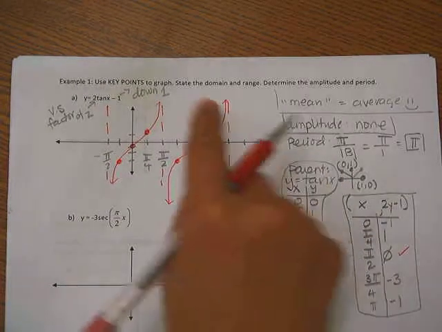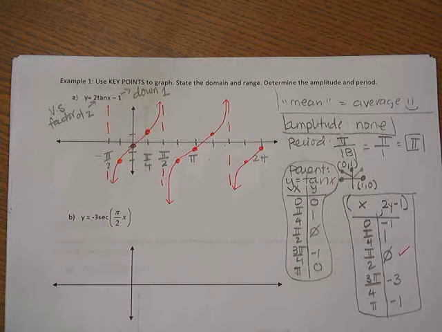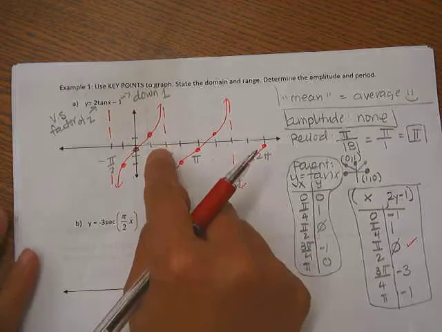Alright, so the next piece it says, hey, state the domain and range. And you do have to understand how to write the exclusions, okay? So the domain is going to be easy.